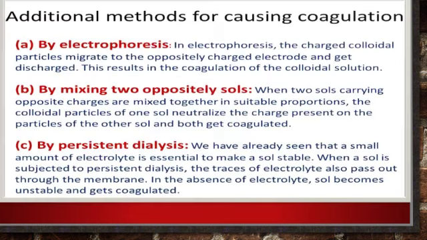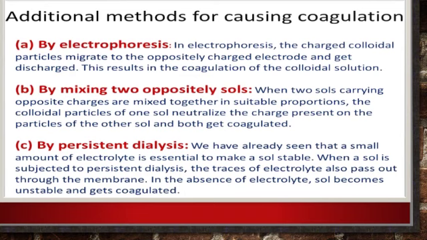Now let's discuss some other methods which can cause coagulation, and the first one is electrophoresis. In electrophoresis, the particles of the dispersed phase move towards the oppositely charged electrode and get neutralized. If the process is continued for sufficient time, these neutral particles unite, grow in size and settle down. So, this results in the coagulation of the colloidal solution.